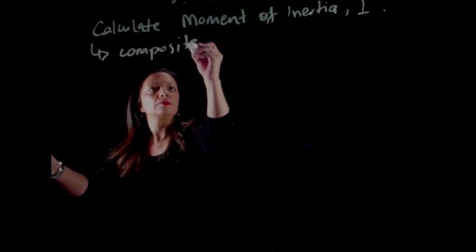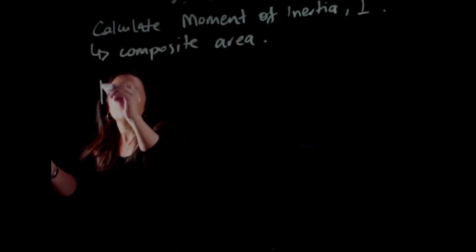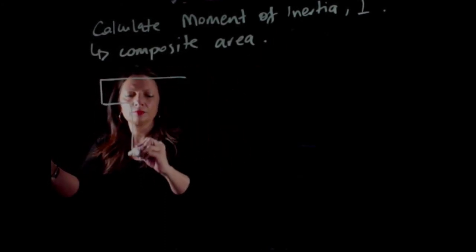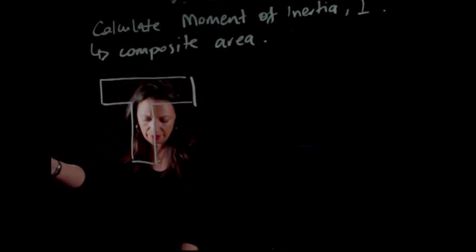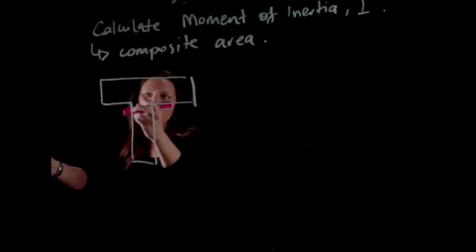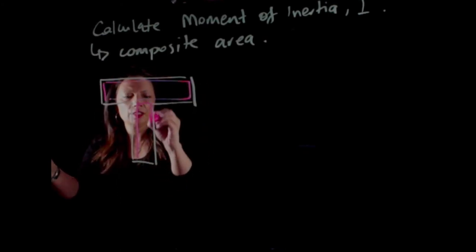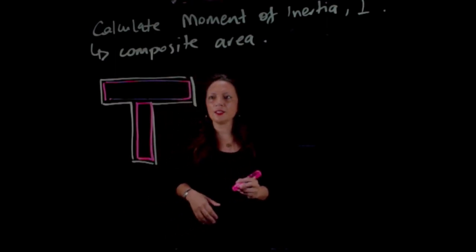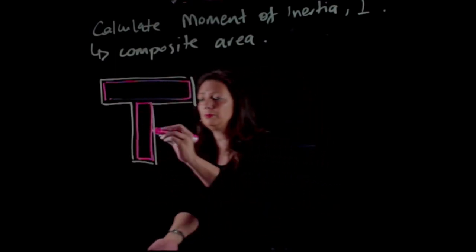Composite area, where we have, say, a T-bar. I'm going to have two geometries. Yeah? I can break it up into two simple objects. So how do I calculate this?